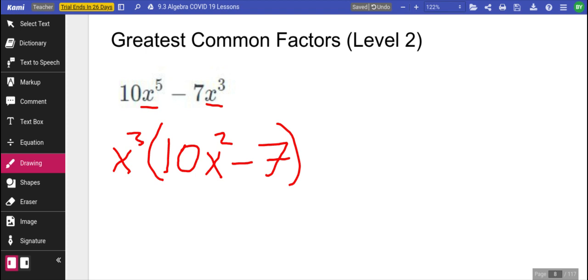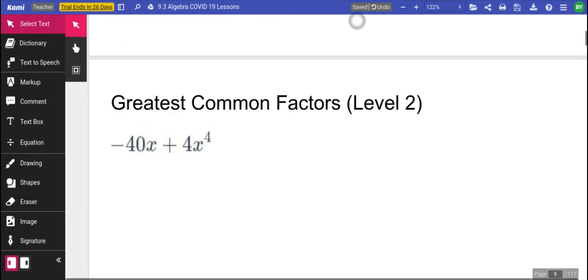And remember, when we're doing these problems, if you ever want to double check, by all means, you can go ahead and redistribute that factor back into the problem, and you should get the original problem. Like if I was to multiply that x cubed back in, I would get the original problem. Okay, so it's a way that you can always double check when you're doing these.